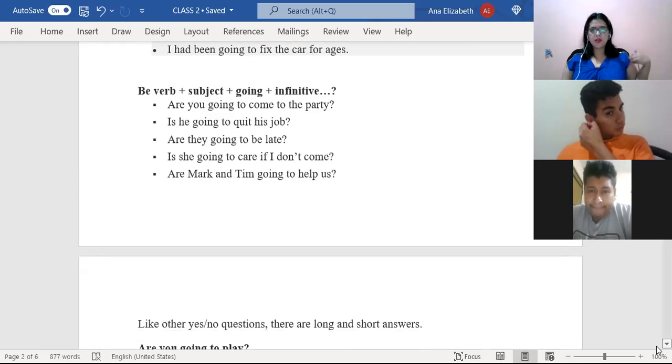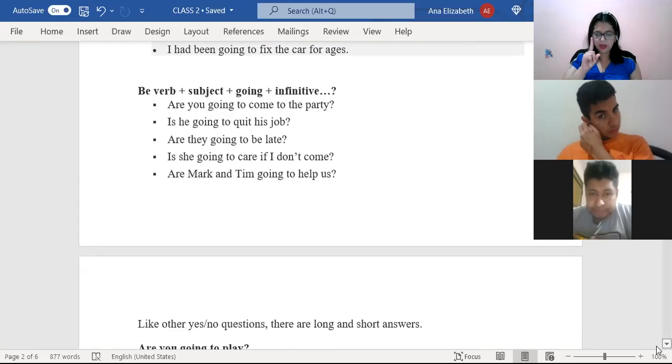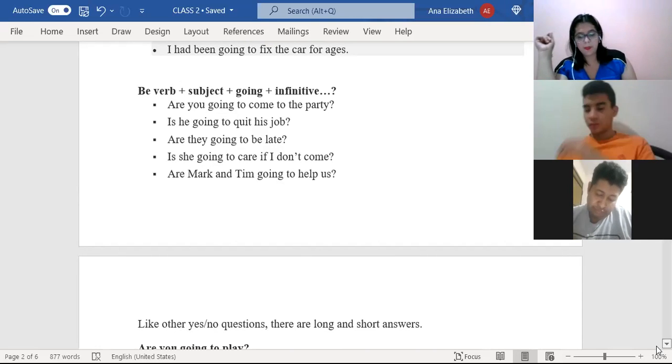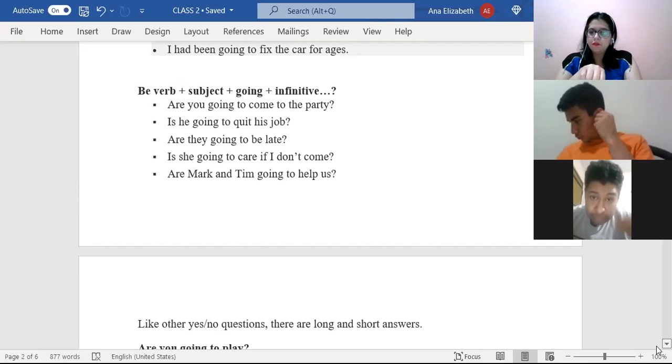Now is your turn. Write a sentence. Solo una oración. You have to use the going to. Remember the structure. Subject plus verb to be plus going to plus complement. Escriba solo una. Okay, you have a minute or 2 minutes para escribirla.